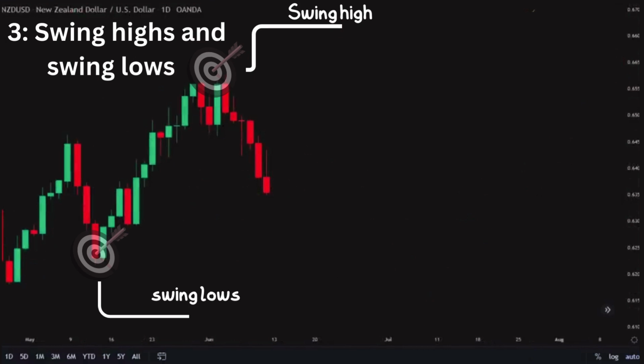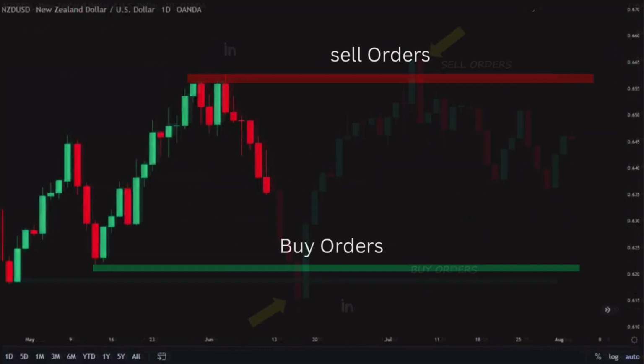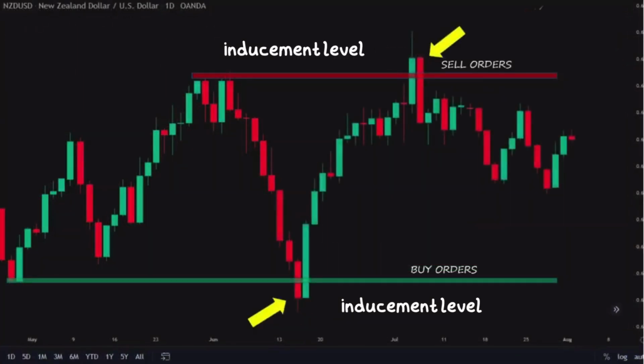Most retail traders place their buy and sell orders at swing lows and swing highs, arguing that price will respect these areas and will change its direction when it reaches them. As you can see, price makes fake breakouts in these areas and hits the stop loss of both buyers and sellers. So guys, we consider them as inducements.